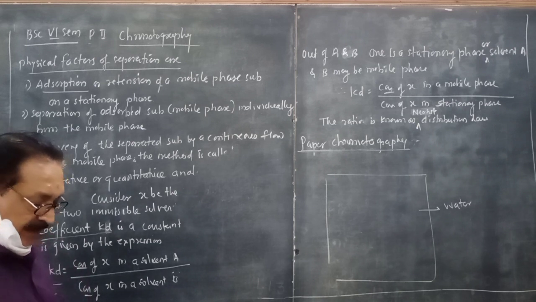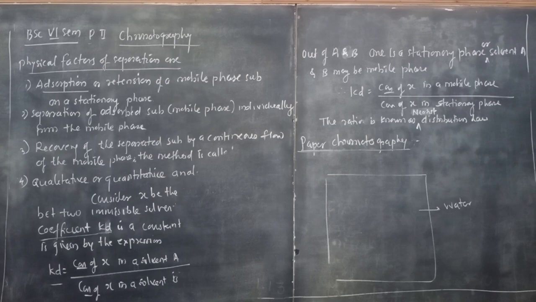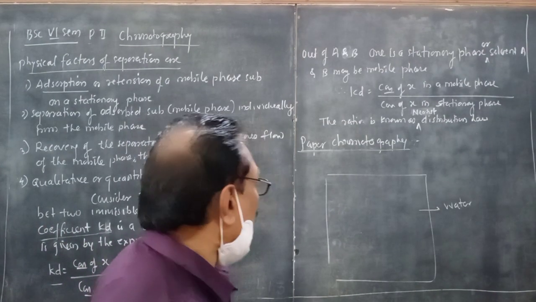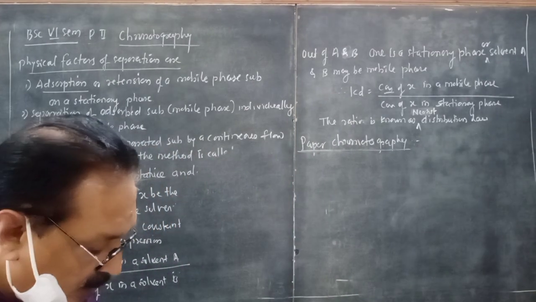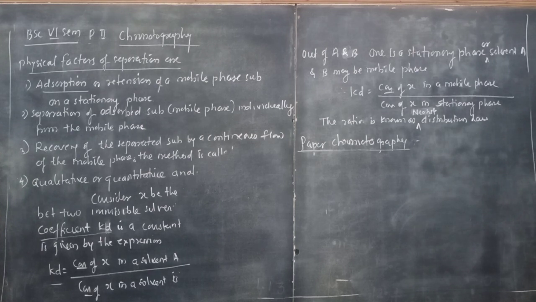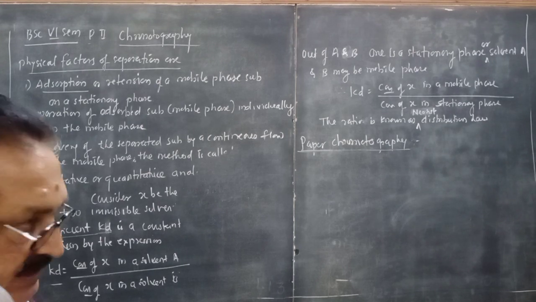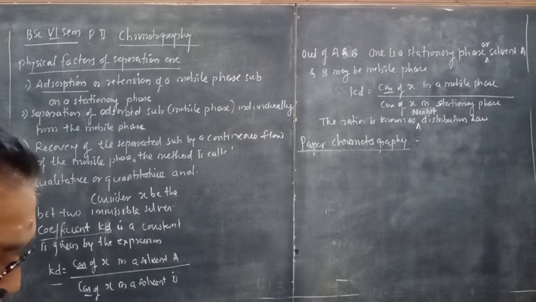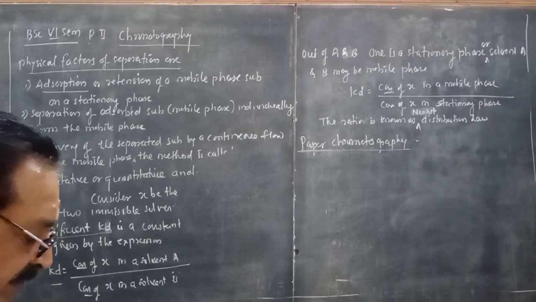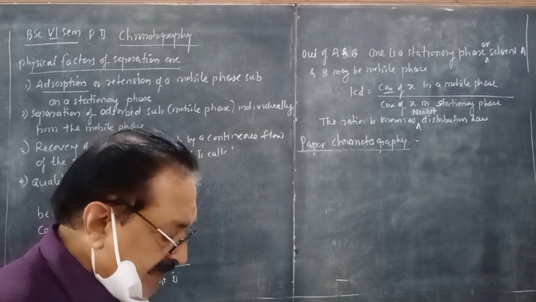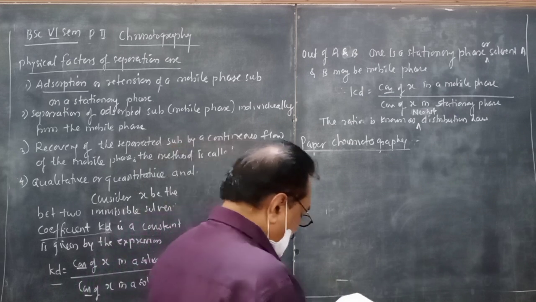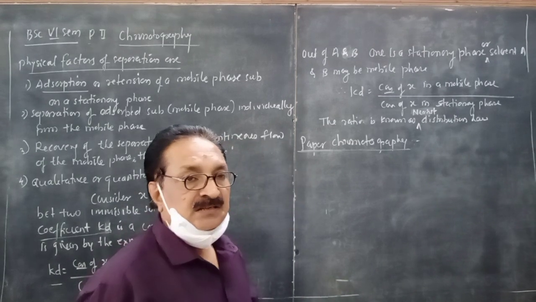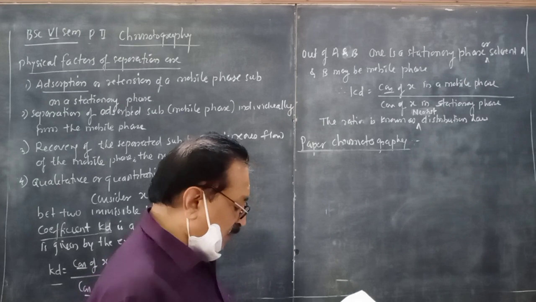Clear? Then what is the principle behind paper chromatography? In this technique, the substance is distributed between two liquids. One is a stationary liquid, and the other is the mobile phase, which is also a liquid phase. Both are immiscible with one another.